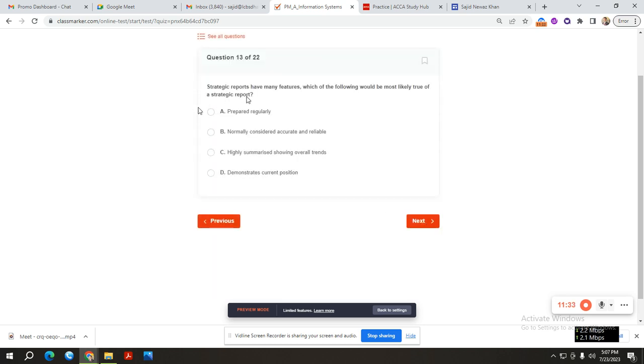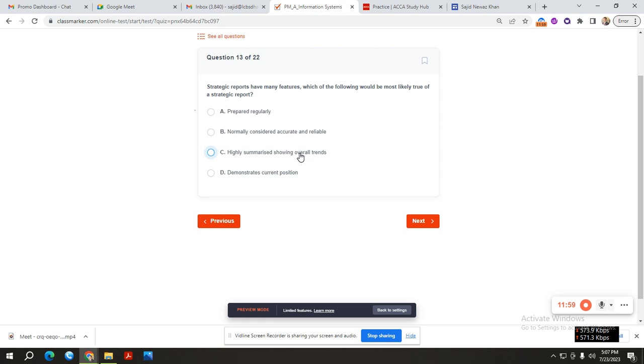আচ্ছা, strategic reports may have many features. Which of the following would be most likely true of a strategic report? So strategic কাজ নিয়ে একদম টপ লেভেলের। দৈনিক হয়? নেভার। Accurate and reliable, if you guys remember strategic level আমরা অনেক external information নিয়েও কাজ করি, so এটাকে খুব একটা accurate আর reliable বলা যায় না.